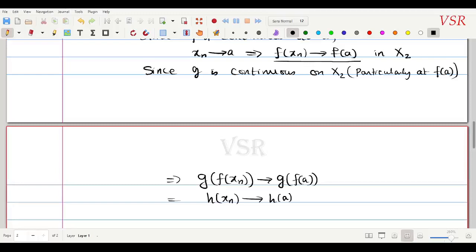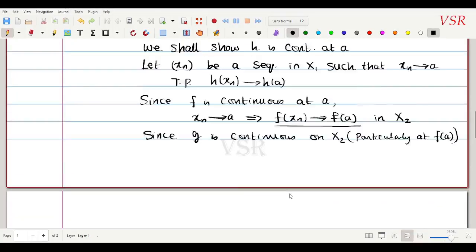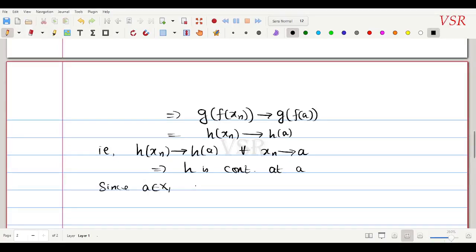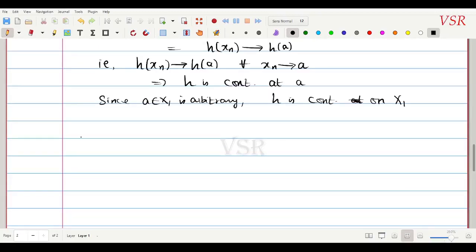Okay, therefore நம்ம என்ன proof பண்ணிருக்கோம் அப்படின்னா, h of xn converges to h of a for every xn converges to a, correct. So this implies that h is continuous at a. Okay, அப்போ since a belongs to X1 is arbitrary, we have that h is continuous on X1, கரெக்டா, ஒவ்வொரு பாயிண்ட்லயும் இது கண்டினியூஸ் ஆக இருக்கும். Therefore it is continuous on X1. ஓகே, இப்போ ரெண்டாவது கேஸ் சொல்றேன், using open set.